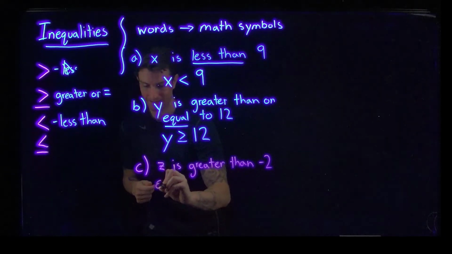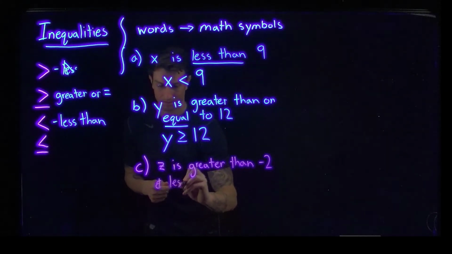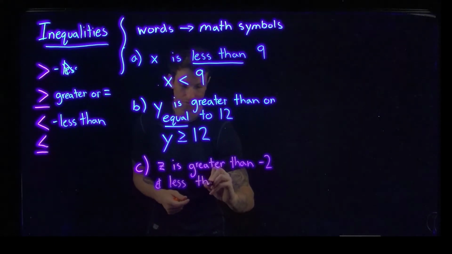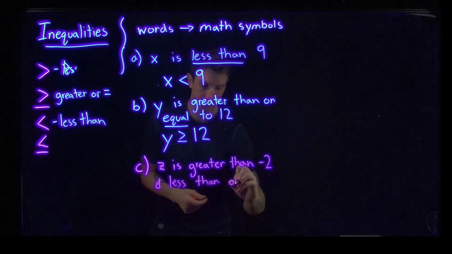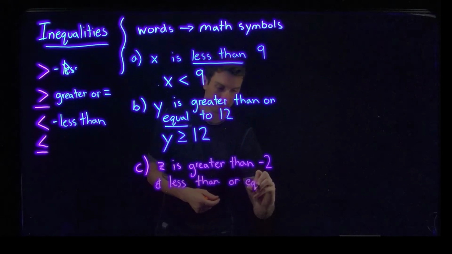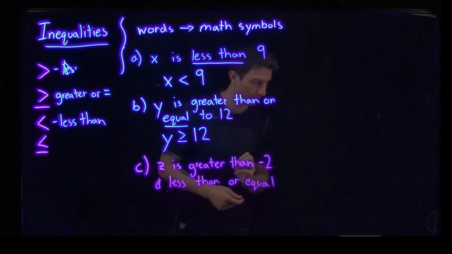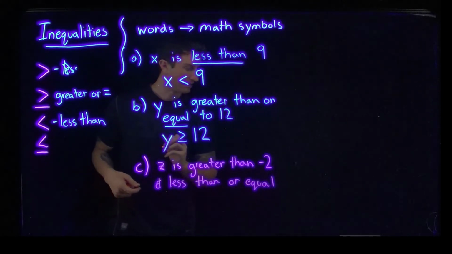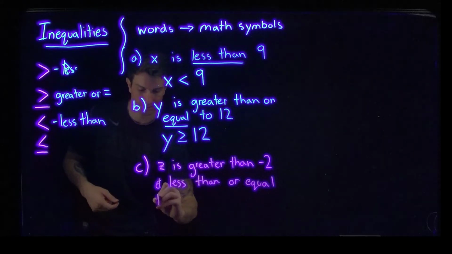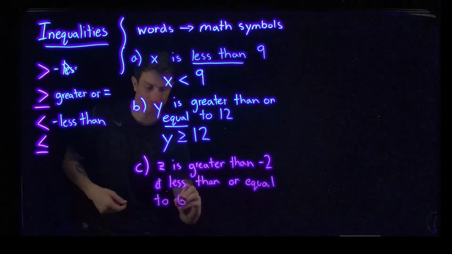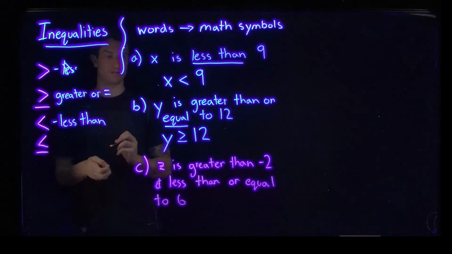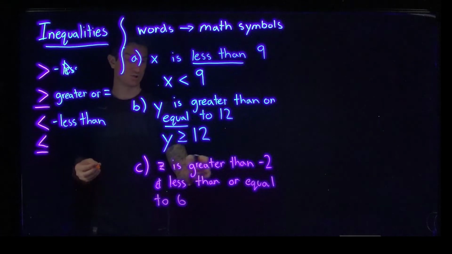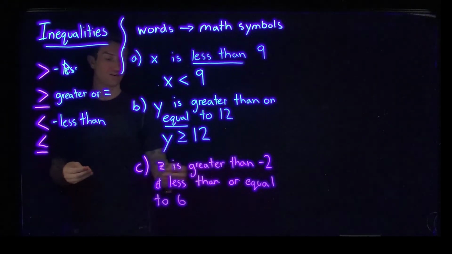And less than, this is the and sign. This is just an and sign. Less than or equal to 6. Let me move out of the way. I'm realizing now maybe I've been blocking. All right, so notice there's two things going on. Z is greater than -2 and less than or equal to 6.